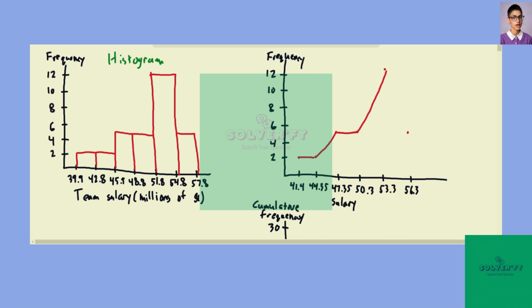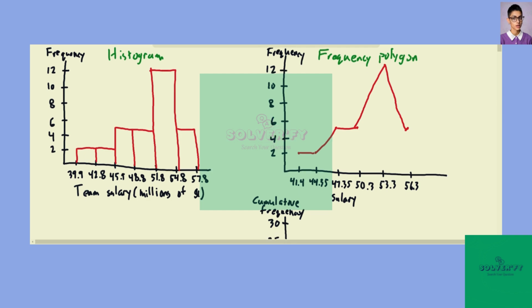Let's try it again. All right, something like that. Okay, and so this is our frequency polygon. And then we've got one more.